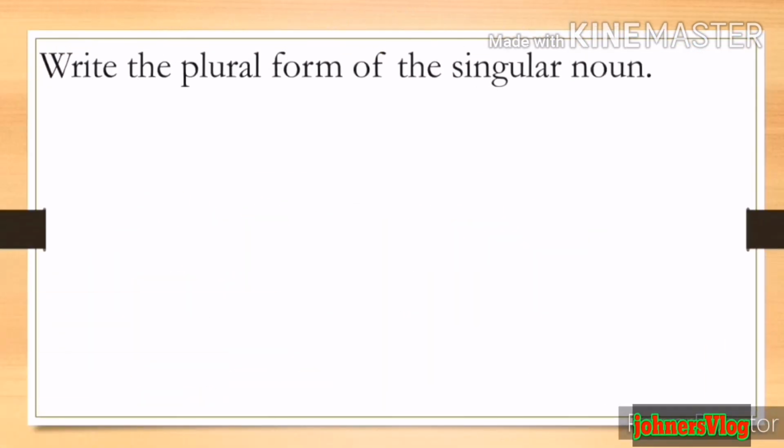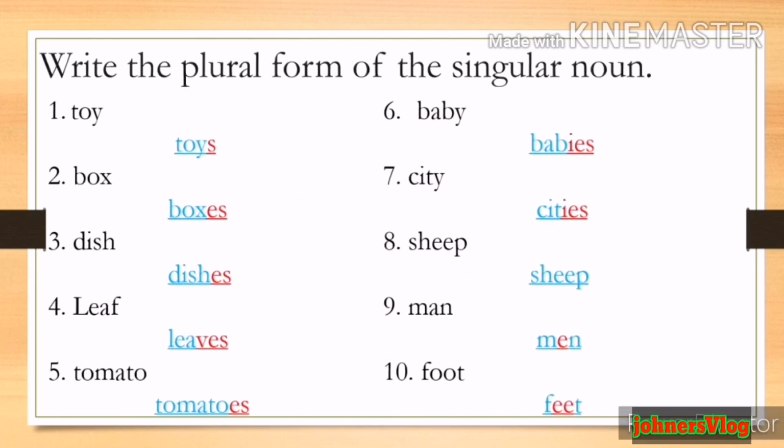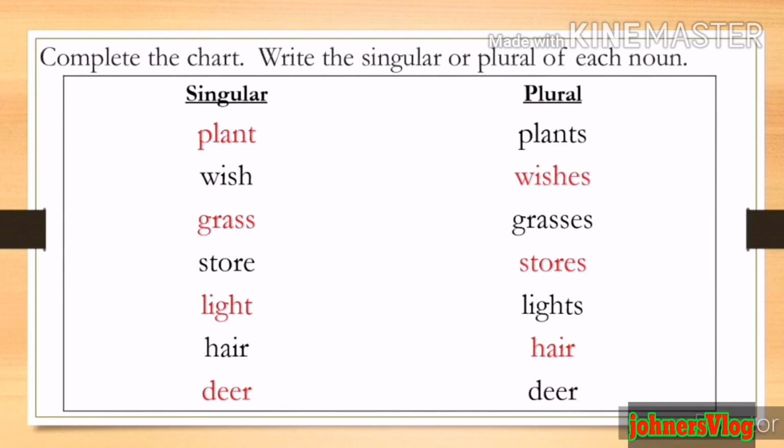Answer for the first activity, write the plural form of the singular noun. We have: 1, toys; 2, boxes; 3, dishes; 4, leaves; 5, tomatoes; 6, babies; 7, cities; 8, sheep; 9, men; 10, feet. Okay, so next, complete the chart. Write the singular or plural of each noun. Plant, wishes, grass, source, light, hair, deer.